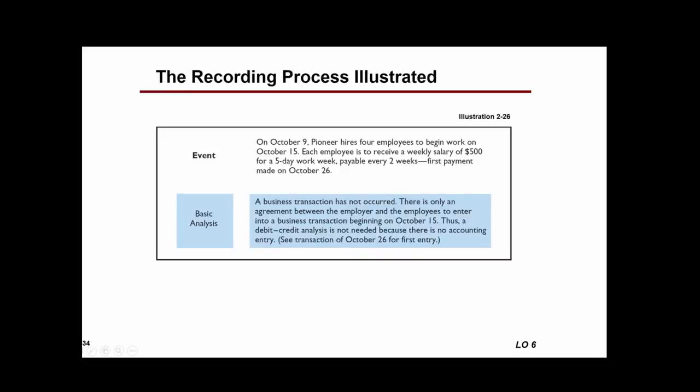None of the accounts the company has are affected; they didn't pay them in cash, and they don't owe them any money. As a result, this is a transaction that is not expressed in monetary units, right? This is not expressed in dollars. You see all those numbers? Those will be for the future when they start working. For now, they haven't started to work for the company. As a result, this transaction does not get recorded.